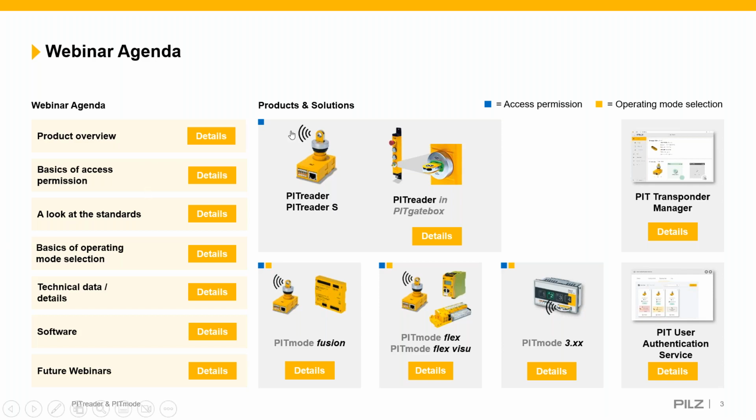It's worth pointing out that during the presentation, you're going to see a number of boxes that will either be blue or orange, and that's going to indicate whether it's for access permission or whether it's for selecting the safe operating mode. So with safe operating mode, we normally have a performance level associated with that. For access permissions, we don't, but we'll run through that during the webinar.